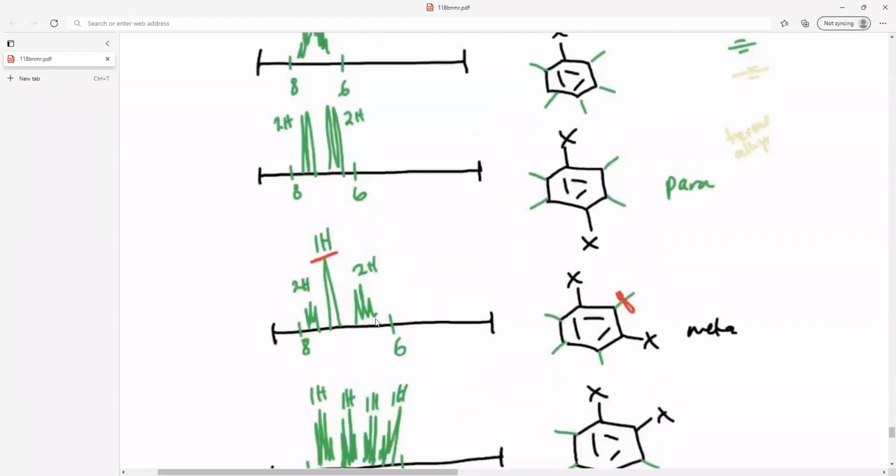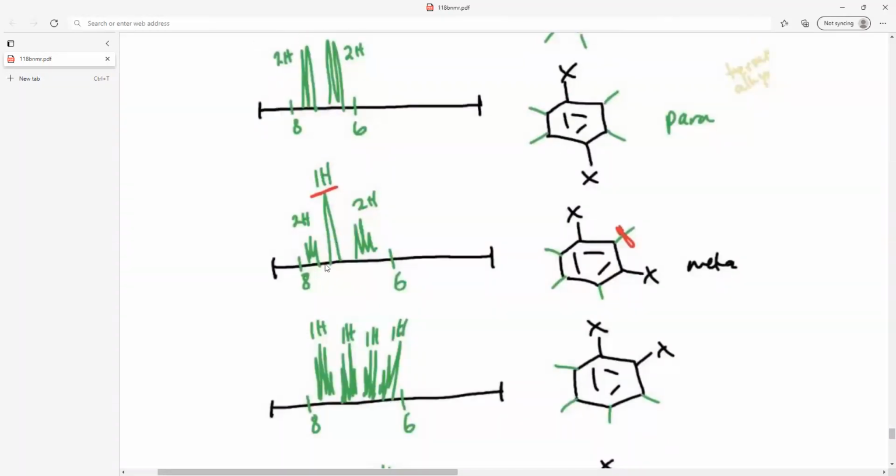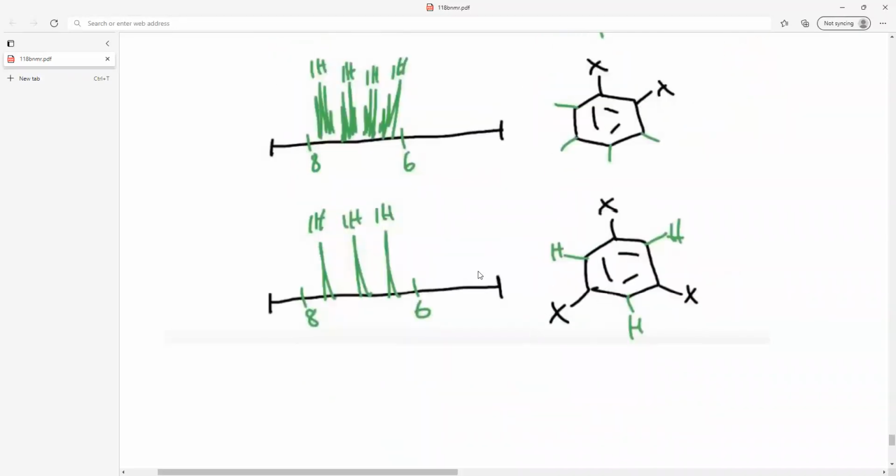Meta is also a mess, but the one thing that makes it better is that this one proton here that's flanked by the two X groups tends to show up as a singlet. So my advice for people when they do disub splitting is just look for either the two towers, the 2H towers, or look for the 1H meta peak. And if you don't see either of these two, then it's ortho. As simple as that.